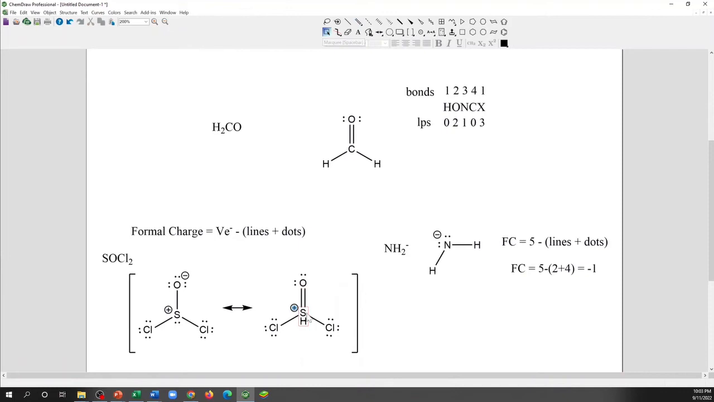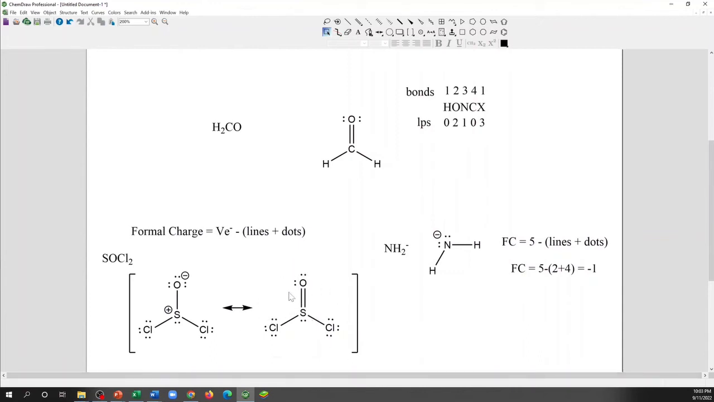And let's check that with the math. The formal charge is equal to the number of valence electrons. For the sulfur, that's 6 minus lines plus dots. There are 4 lines and 2 dots, so 6 minus a total of 6 is 0. Sulfur now has a formal charge of 0. Oxygen, we don't actually have to do this formal charge math because we can just check the Honk X rules. When oxygen has 2 bonds and 2 lone pairs, its formal charge is 0. We're good.